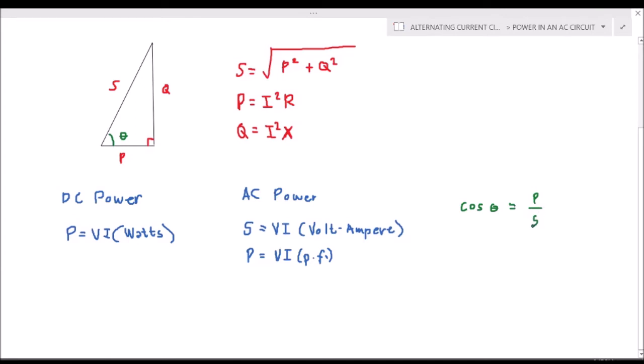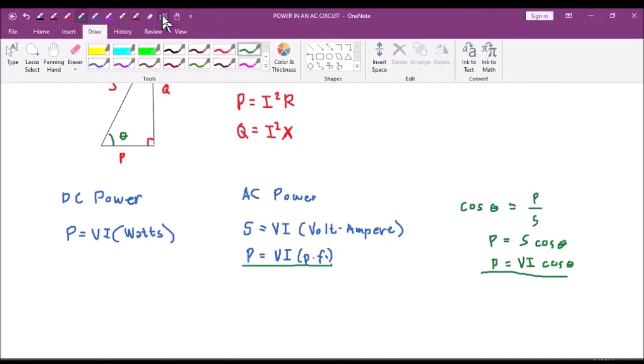Okay, if we are going to interpret this one, or to manipulate this one, so for example, we are going to solve for P. So P is equal to S times cosine theta. Now your S, going back to this formula, your S is equal to V times I. So we could say that P is equal to V times I cosine theta. So comparing these two formulas, they are identical. So your cosine theta is your power factor. So we have now the definition for power factor.